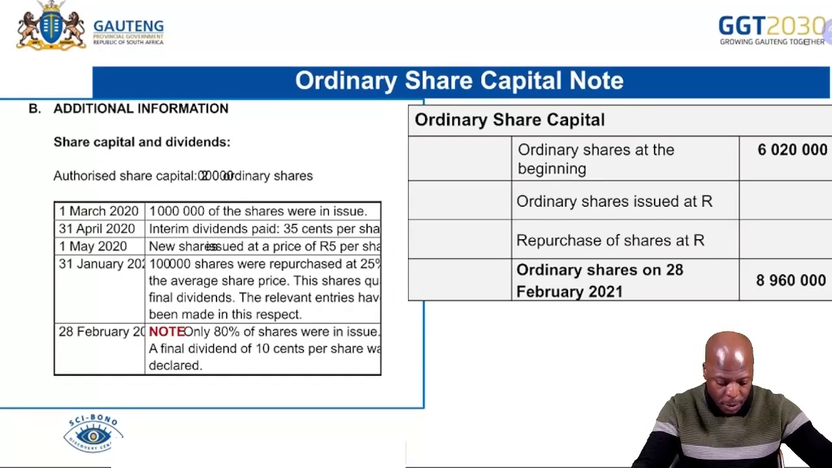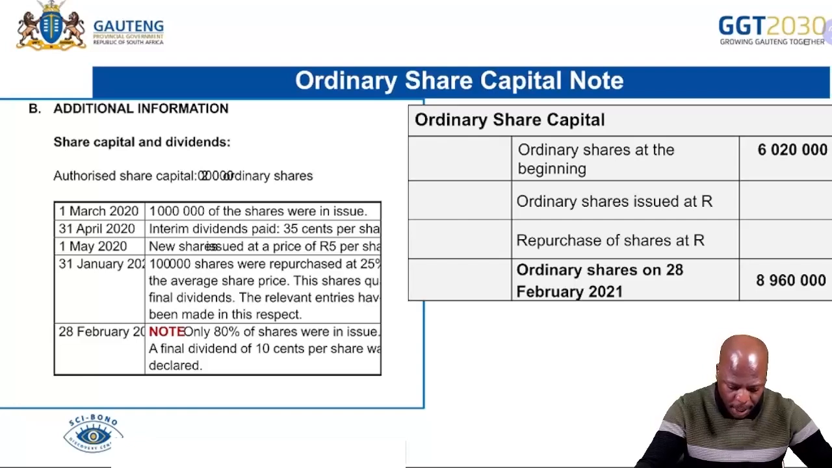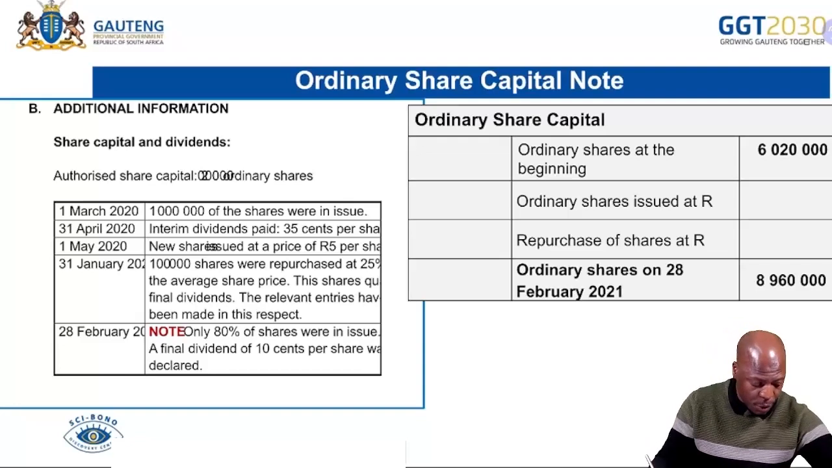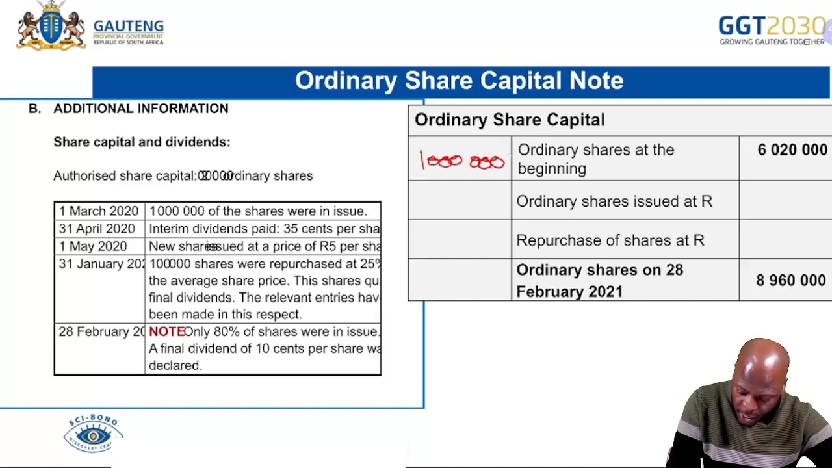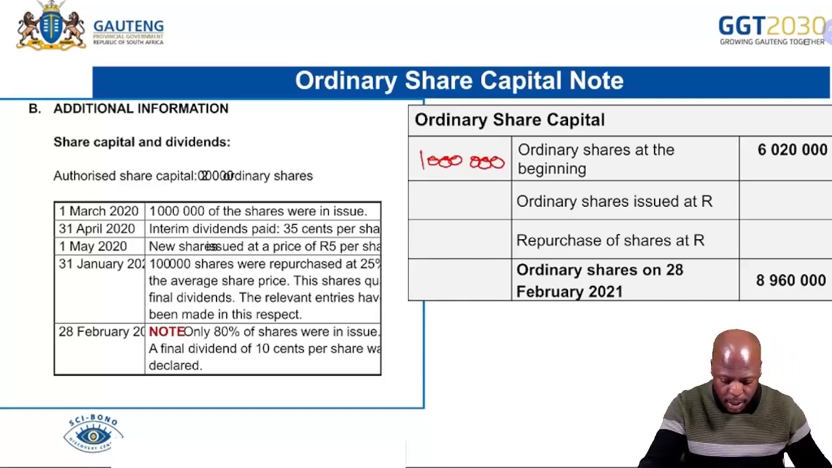Okay, so we are going to start. We're going to hit the ground now, and we see how this is going to turn out. With the information that we're given, it reads, you have authorized share capital of 2 million shares. And it says on 1 March, you had 1 million shares that were in issue. In other words, at the beginning, you had 1 million. That means you're going to come here and get your 1 million shares. Here's your 1 million ordinary shares at the beginning.